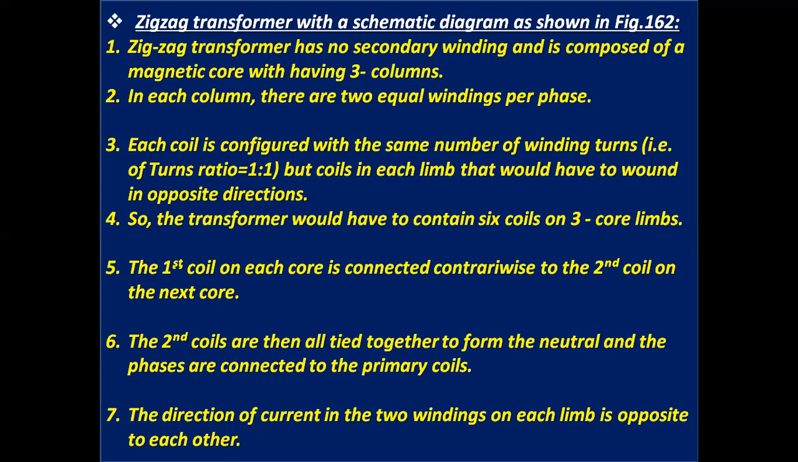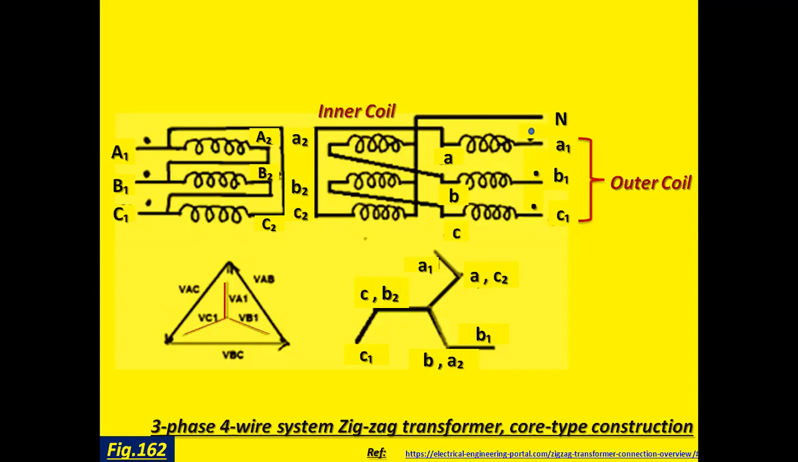The first coil on each core is connected contrawise to the second coil on the next core. The second coils are then all tied together to form the neutral, and the phases are connected to the primary coils. The direction of current in the 2 windings on each limb is opposite to each other. See the schematic diagram.